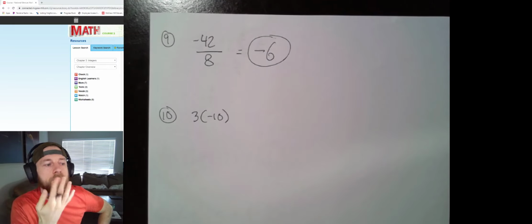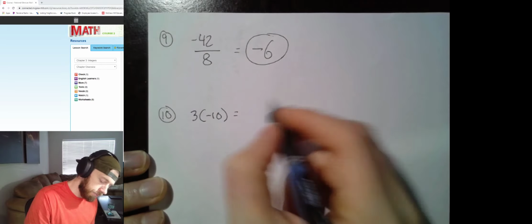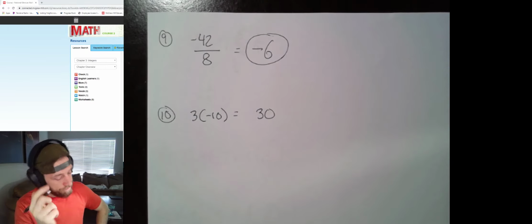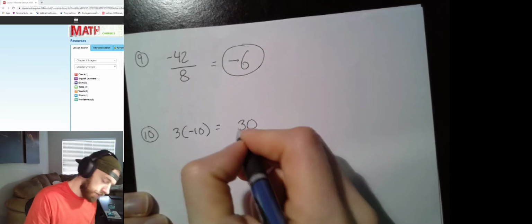Number 10. 3 times -10. I know what 3 times 10 is. It's 30. But positive and a negative means your answer is going to come out negative. -30.